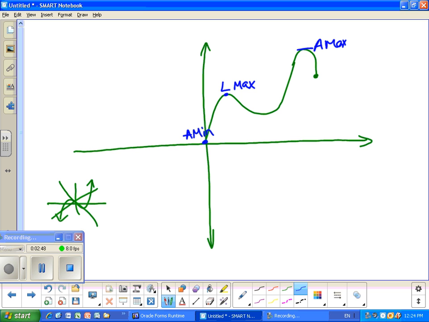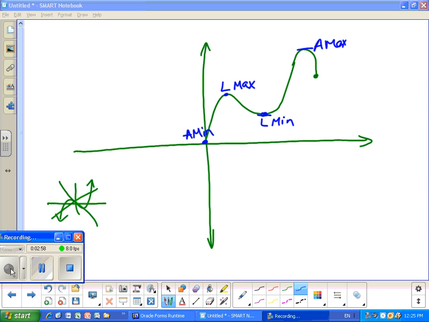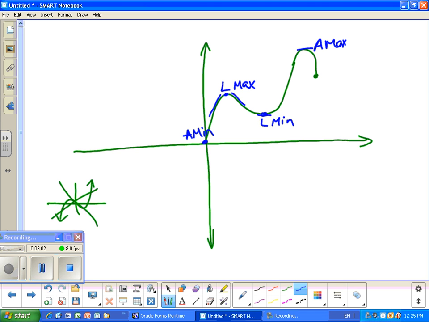And then likewise, same idea. This is a local, so right at the bottom, min. It is a low spot, but it's not the lowest spot. So a local extrema is a turning point, going from a positive slope to a negative slope. So any max or min that you come to will be a local extrema. So it's just a local max or a local min.